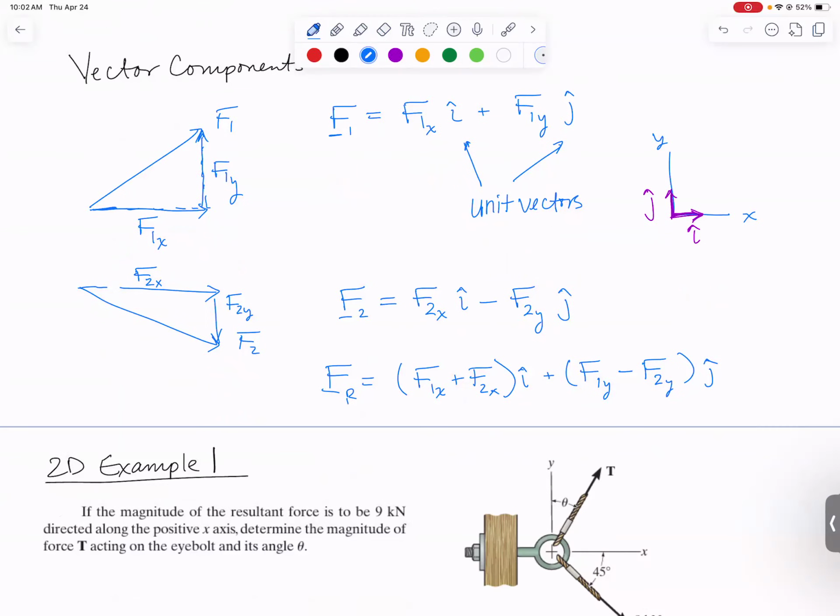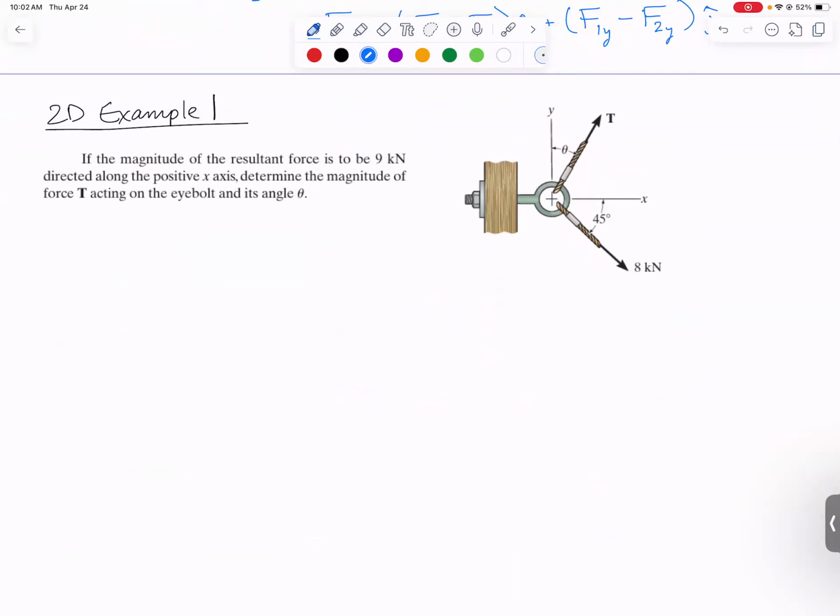From there, I could find the magnitude and the direction using Pythagorean theorem to get the hypotenuse and an inverse tangent or something to get the angle. We'll do that with our example. So here's our example. We're going to solve it two ways.